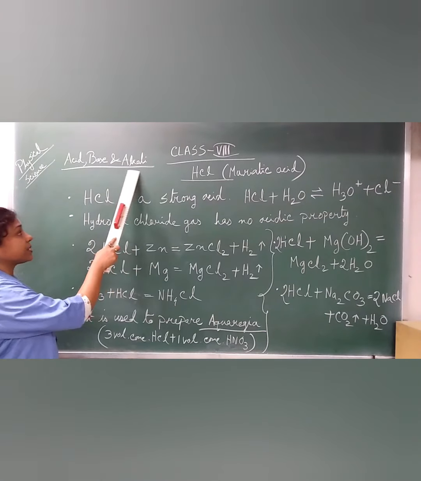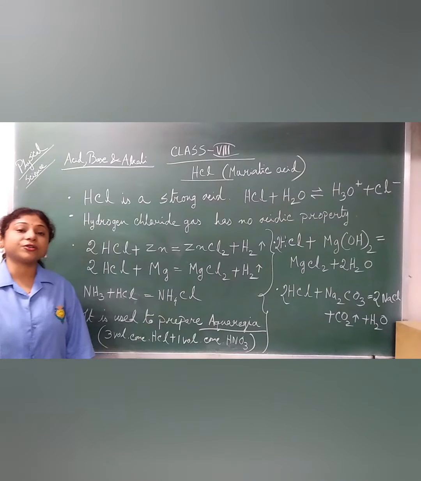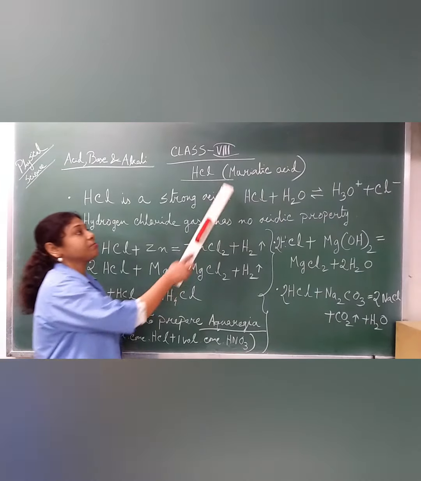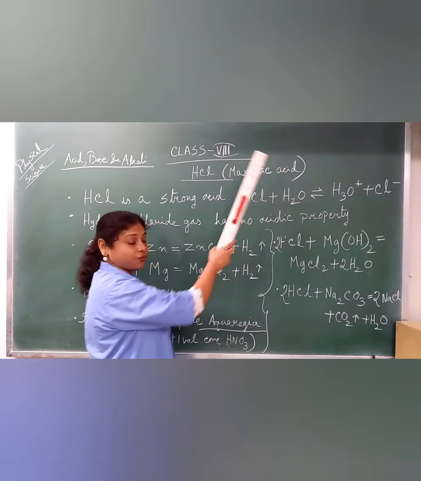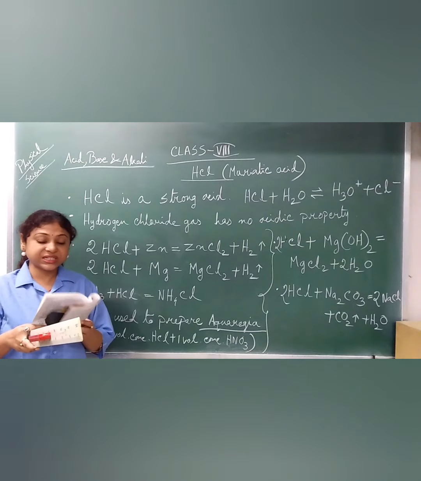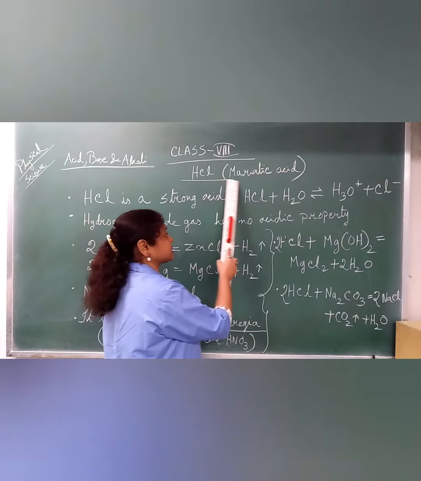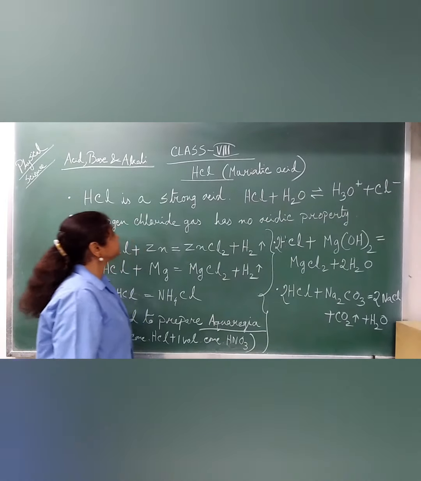It's under the acid, base, alkali chapter. HCl. Another name of hydrochloric acid is muriatic acid. Why? Because HCl was prepared from sea salt. That's why another name of hydrochloric acid is muriatic acid.